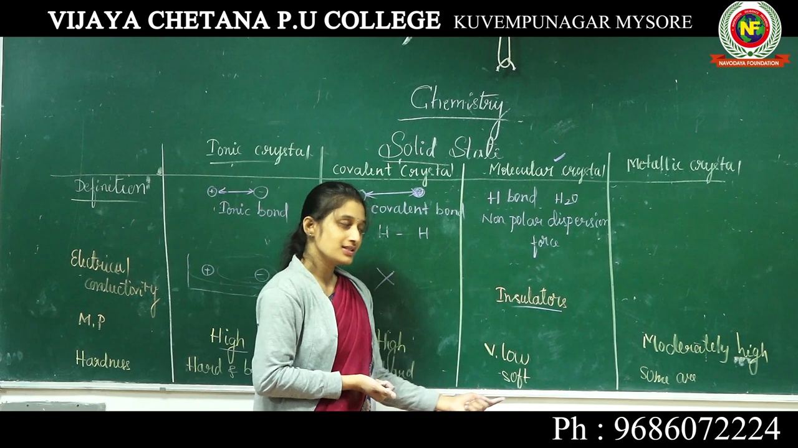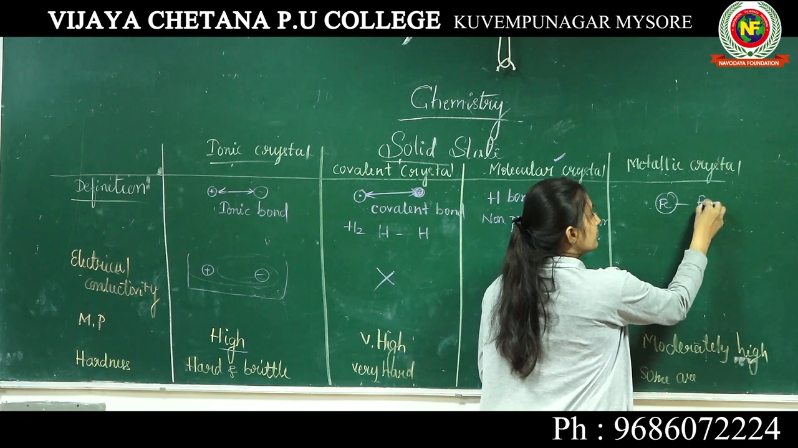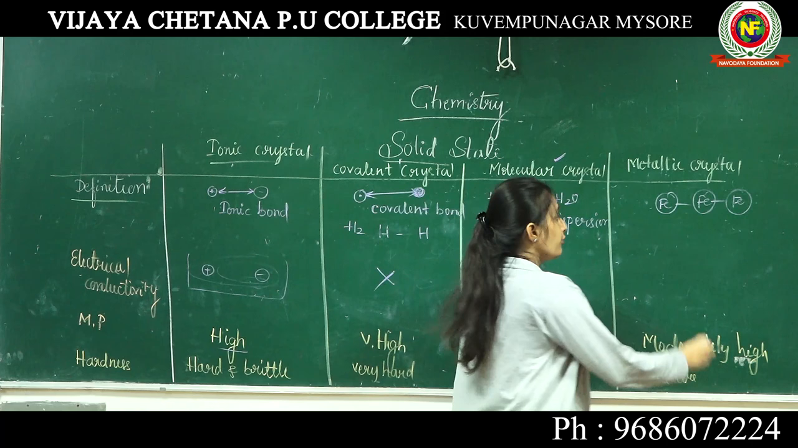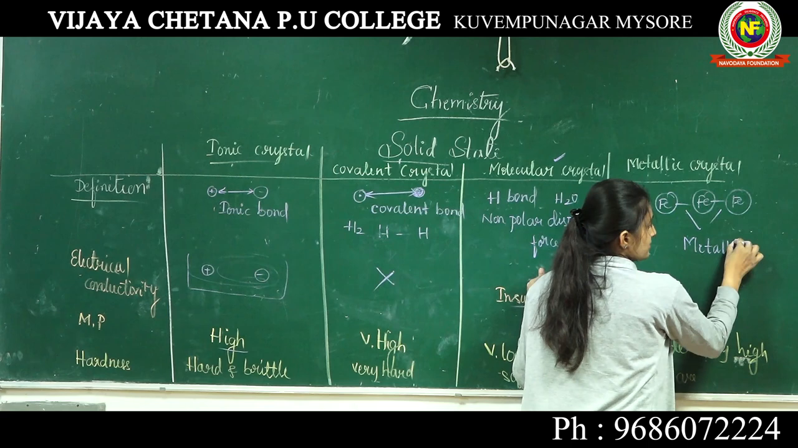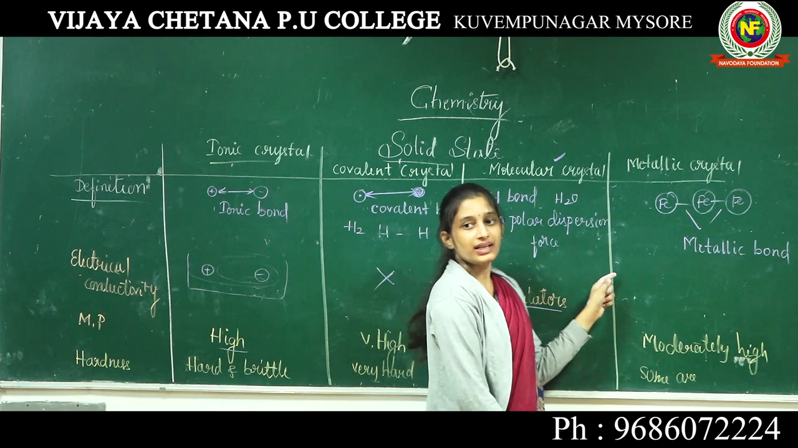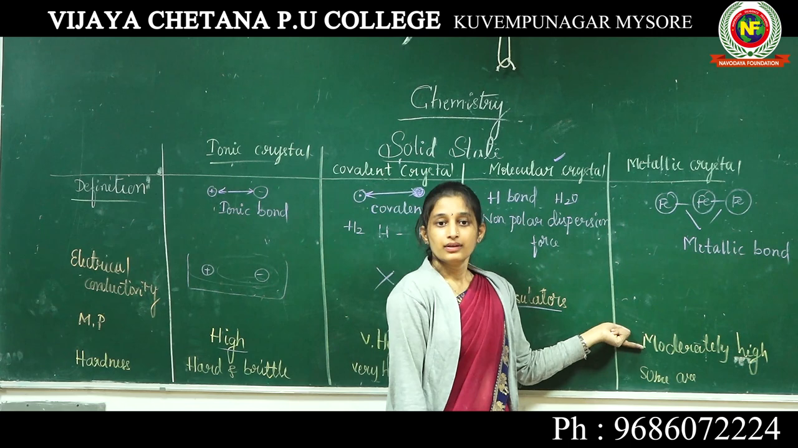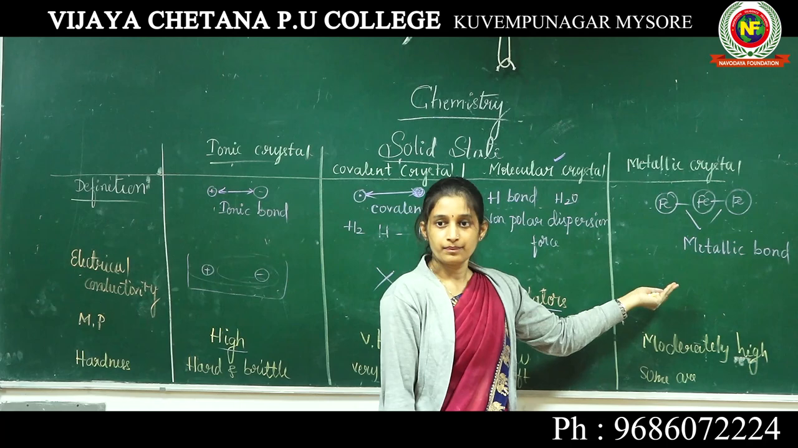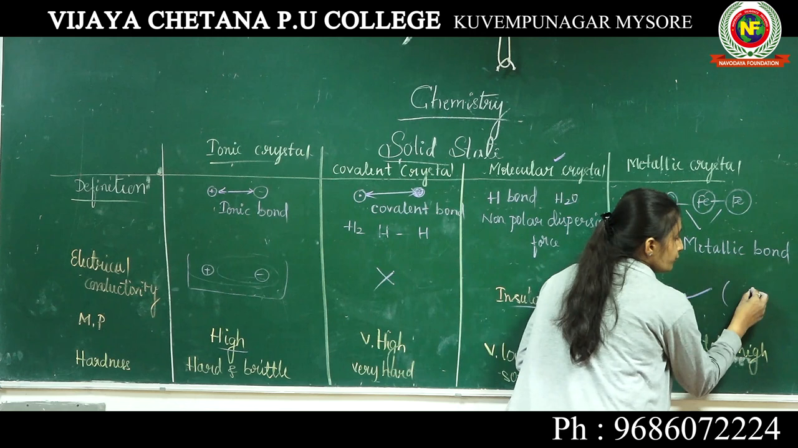What about the metallic crystal? For example, iron. Between the metal atoms, a metallic bond is there. If a metallic bond is there, such type of crystal we call metallic crystal. In any crystal system, if the bond is metallic, we call it a metallic crystal. And for electrical conductivity, the electrical property of metals we already discussed: metals are very good conductors.